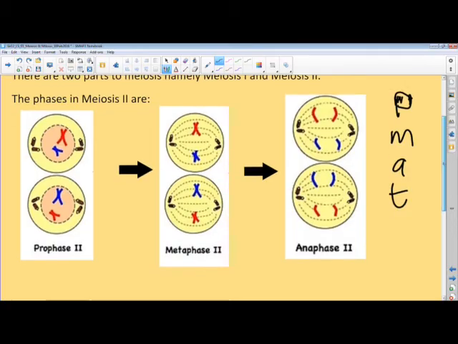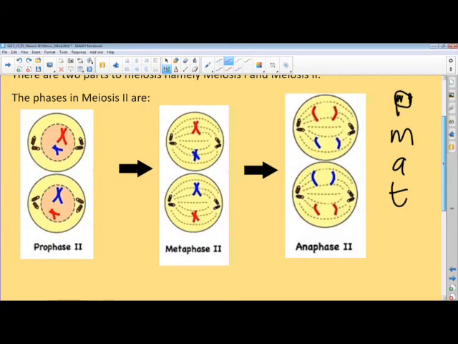Okay. So we're going to end off. Here we go. If you have a look at it, we are going to end off over here with the 2 cells that we ended off on the last one. Remember, there they are. And guess what happens? They line up on the equator again. This is metaphase. Remember, you get prophase, metaphase, anaphase, and telophase. So in actual fact, let's start it over here.